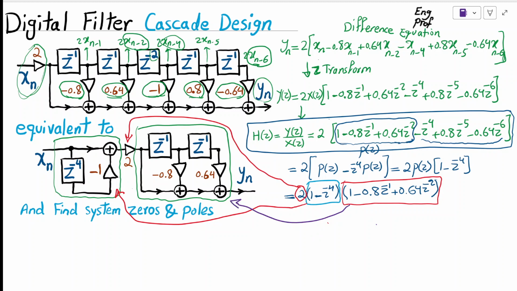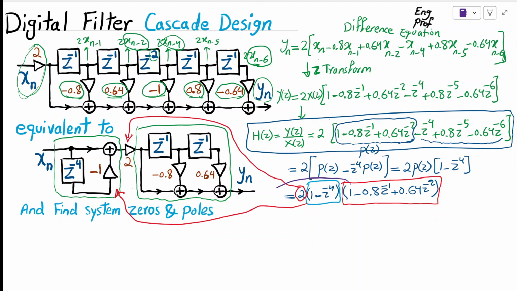By this portion, we proved that we can rewrite the transfer function in the form that satisfies the cascade implementation. Now, the last action is finding the poles and zeros of the transfer function. Be mindful that when you want to find the poles and zeros, you have to write the transfer function as a function of z instead of a function of z minus 1.